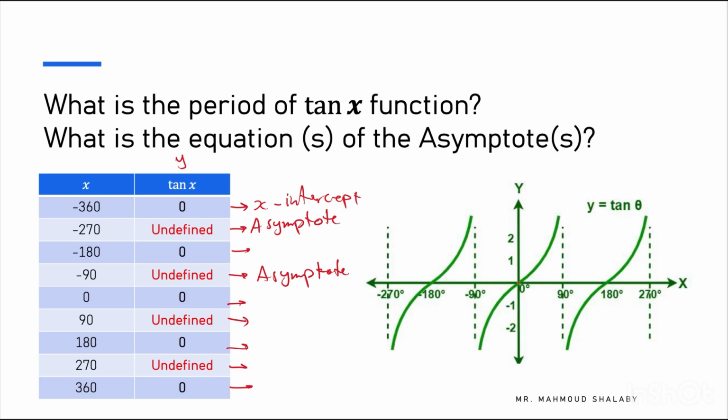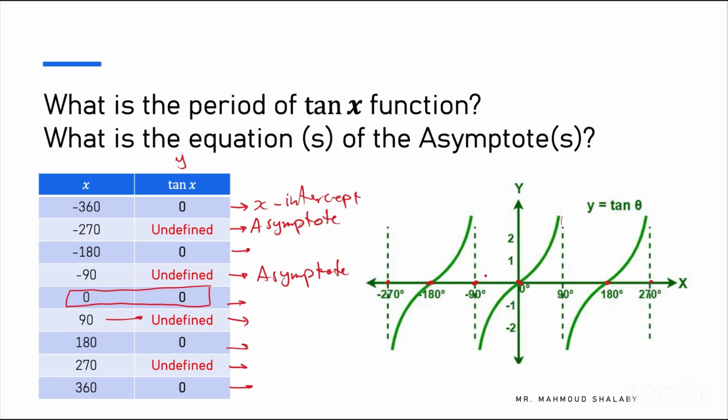So I will start from 0 here and show you. For example, we have here the point 0 and 0. So I will start from here and go right and left. Starting from 0, then at 90 we will have undefined, which means we will have an asymptote, as you can see. So we have the first asymptote. Then we will have a 0, then an asymptote, 0, asymptote, and so on. From the left side, the same thing. Starting from the middle, 0, asymptote, 0, asymptote.